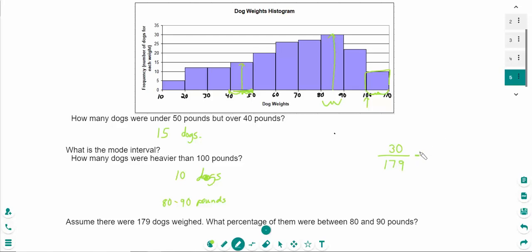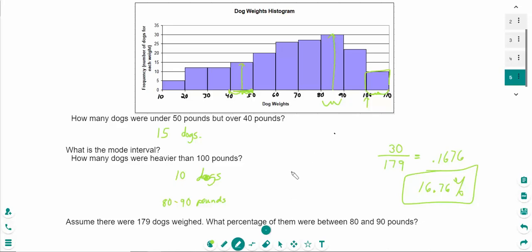Now that's a fraction that we can turn into a decimal, and from a decimal into a percent, right? So if I take 30 and divide it by 179, I just did it on my calculator, it's going to be 0.1676 roughly if we round. Now, if I turn that into a percentage, it's going to be 16.76%. So 16.76% of the dogs fall between 80 and 90 pounds.